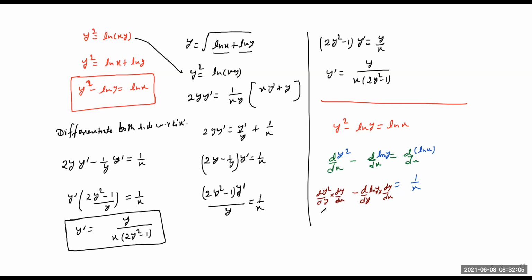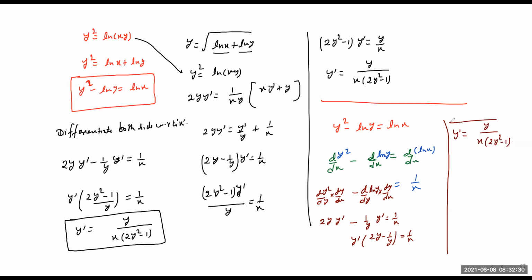Now the things are perfectly okay. This is 2y, this I prefer as y dash, minus this is 1 by y, this is y dash, this is 1 by x. So you take y dash common, so you get 2y minus 1 by y. And we have done this so many times. y dash is y upon x multiplied by 2y square minus 1. Is that clear now?